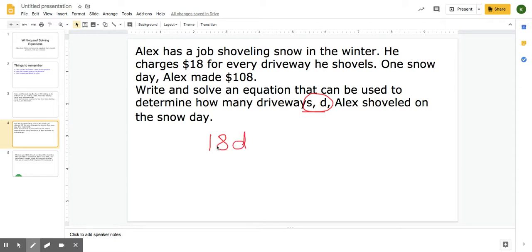When we multiply the price per driveway by the number of driveways, we get the total he made that day, which would be 108. Since the variable is being multiplied by 18, we want to divide by 18 on the left side and divide by 18 on the right side. The 18s cancel out and we get the variable by itself. And on the right side, we have 108 total dollars divided by $18 per driveway, and we get an answer of 6. So this tells us that on the snow day, Alex shoveled 6 driveways.